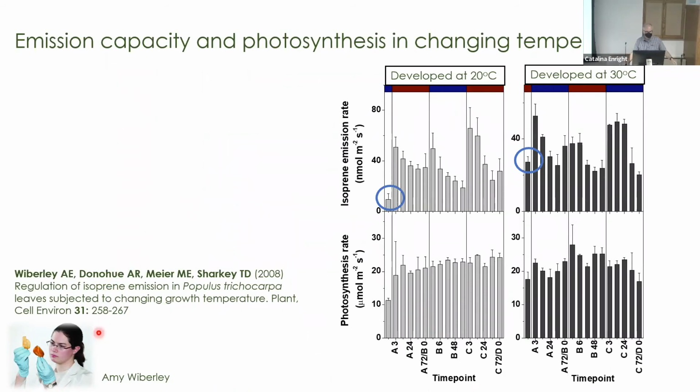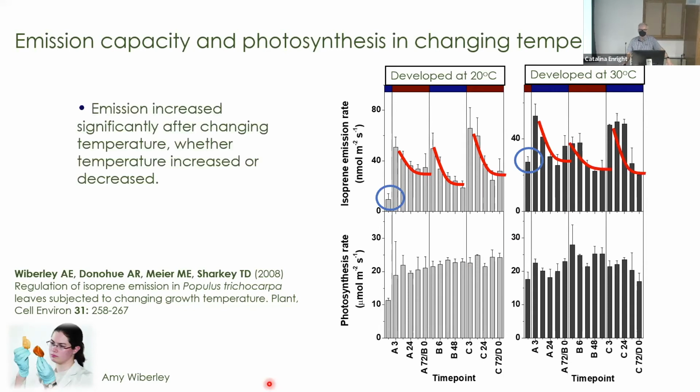And Amy Weiberly did this experiment, where she had plants that had developed at 20 degrees C, measured isoprene. She had plants that developed at 30 degrees C and measured isoprene, always measuring at 30 degrees C. And then she switched from the low temperature to the high temperature, and isoprene emission went up. Okay, that makes sense. She switched from the high temperature to the low temperature, and isoprene emission went up. And in fact, the pattern that we saw was that whenever you make a change, there's an initial increase in isoprene emission that then goes away. In the long term, if you grow plants at higher temperature, they have a higher capacity for isoprene emission. There's not a lot happening with photosynthesis other than initially at low temperature, it was low. But photosynthesis is relatively insensitive to growth temperature, whereas isoprene is very, very sensitive.